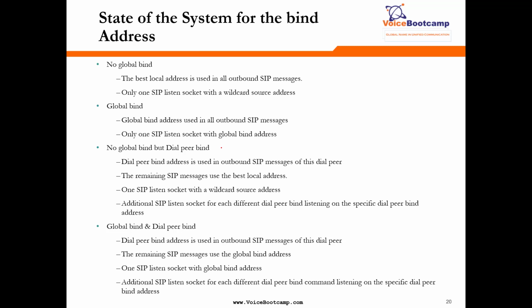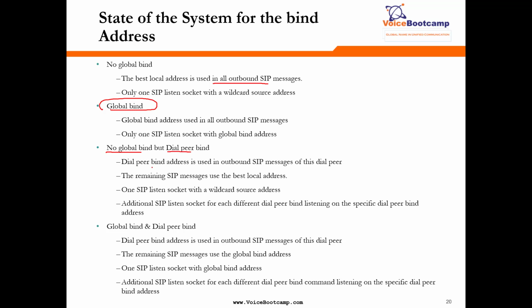When no bind command is applied at the global level, the best local address is used based on all the outbound interfaces. Only one SIP listening socket with a wildcard source address is opened. If the global bind address is configured globally, then the global bind address is used in all outbound SIP messages. Only one SIP listening socket with a global bind address will be activated. But what about if the bind command is not configured globally, but it is configured on a dial peer?